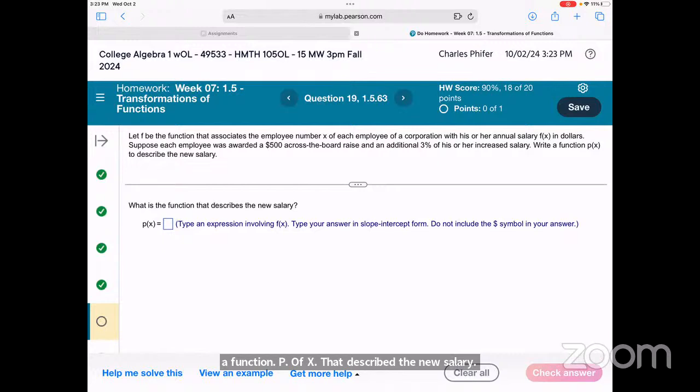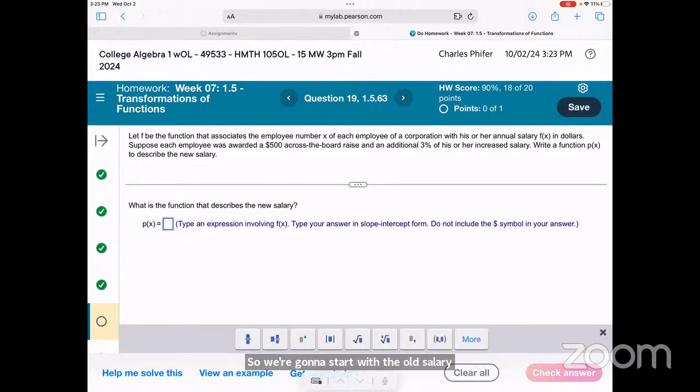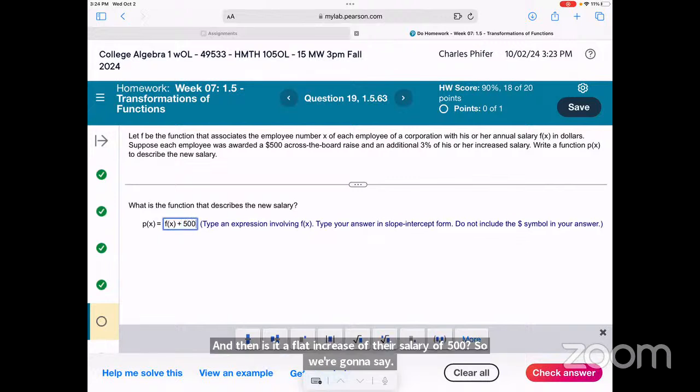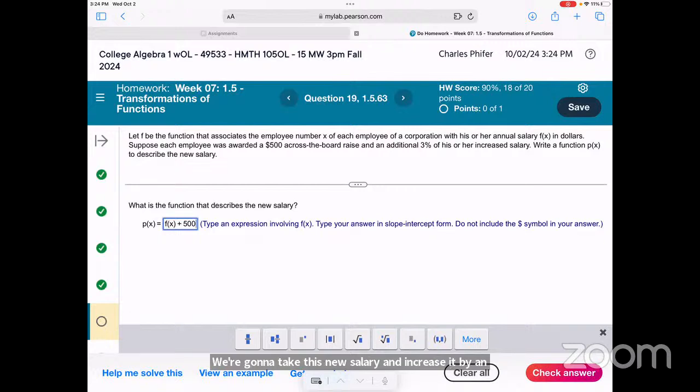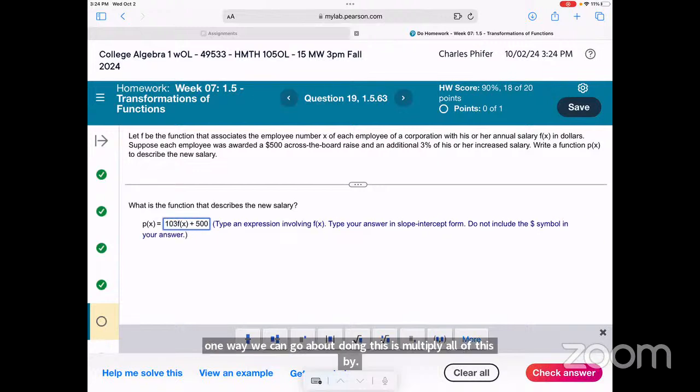So we're going to start with the old salary, which is F of X. And then it said a flat increase of their salary of 500, so we're going to say plus 500. And then it says an additional 3% of his increased salary. So we're going to take this new salary and increase it by an additional 3%. What's shown on the screen right now is 100% and plus 3%. So we need to finish with 103%. So one way we can go about doing this is multiply all of this by 1.03, and we need parentheses.